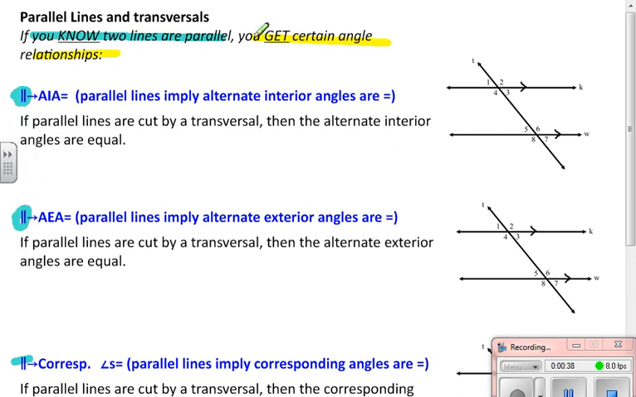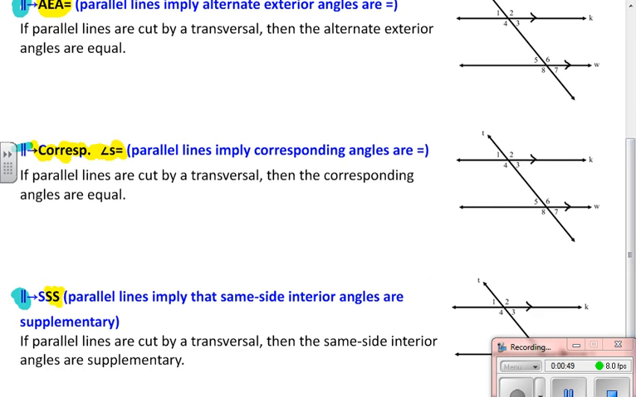So if I know the lines are parallel, I know alternate interior angles are equal. I know alternate exterior are equal. I know that corresponding are equal. And I know that the same side interior are supplementary.